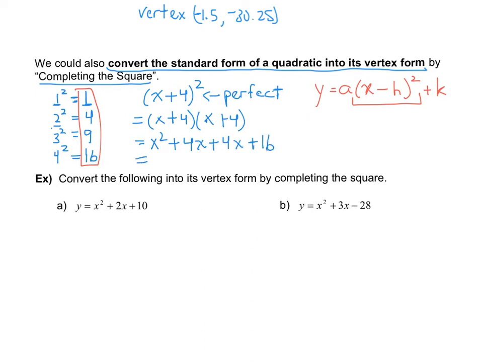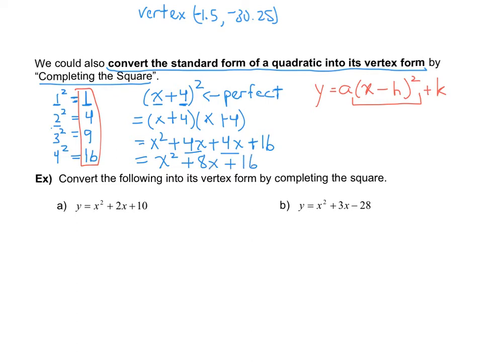So the shortcut for squaring a binomial was square the first. We're going to end up with twice the product. If I take x plus 4 and multiply them, I get the 4x, but it happens twice, so we get twice the product in the center, and then we have the square of the last.